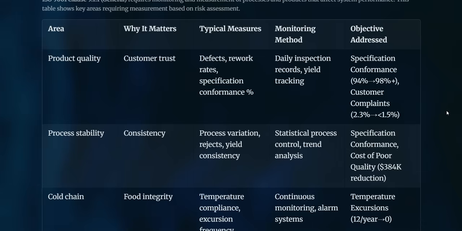The third area is cold chain. Cold chain matters here for food safety integrity, and the typical measures include temperature compliance and excursion frequency. The monitoring methods for cold chain include continuous monitoring and alarm systems. Objectives addressed with our cold chain monitoring include temperature excursion elimination, with our objective to achieve 0% excursions per year.